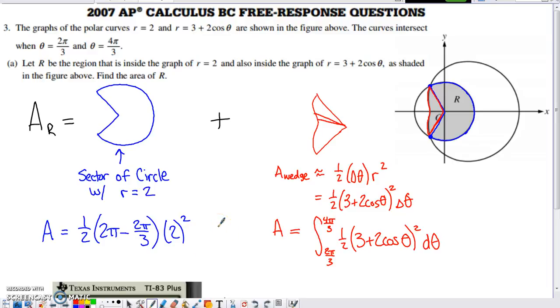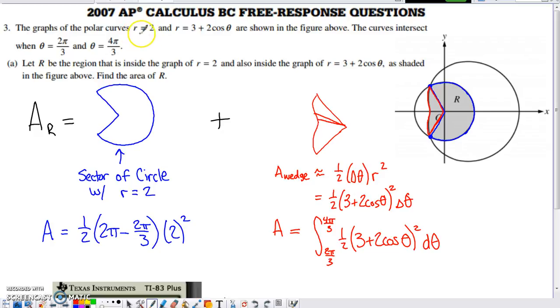So in this video, we'll talk about a problem from an old AP exam for Calc BC. It's from 2007, problem number 3. This was a calculator problem that dealt with some polar coordinates. And they gave us two polar curves to start things out.